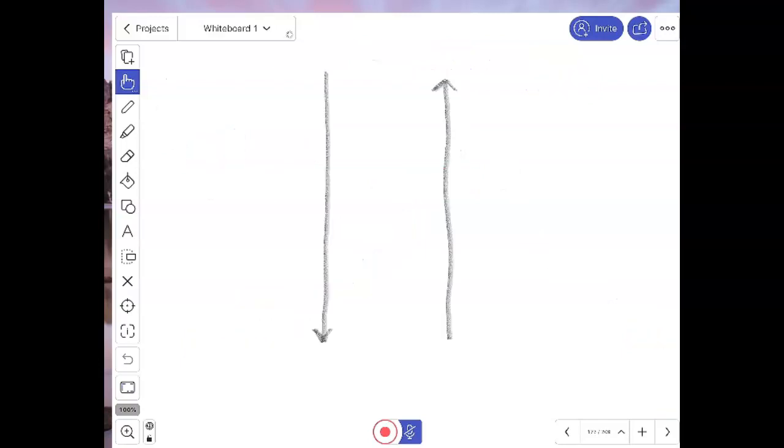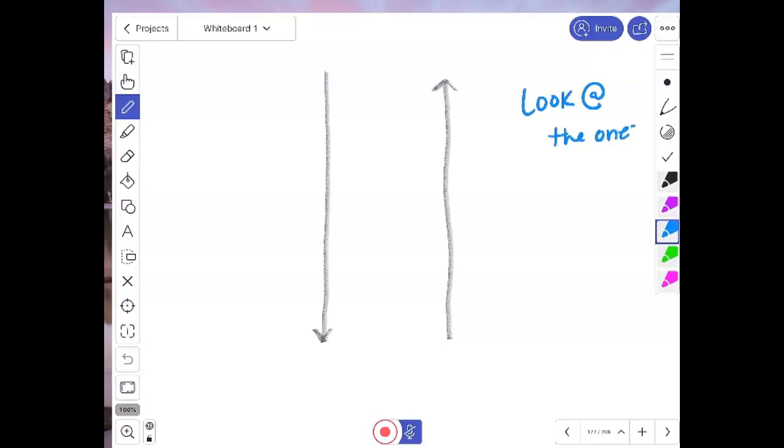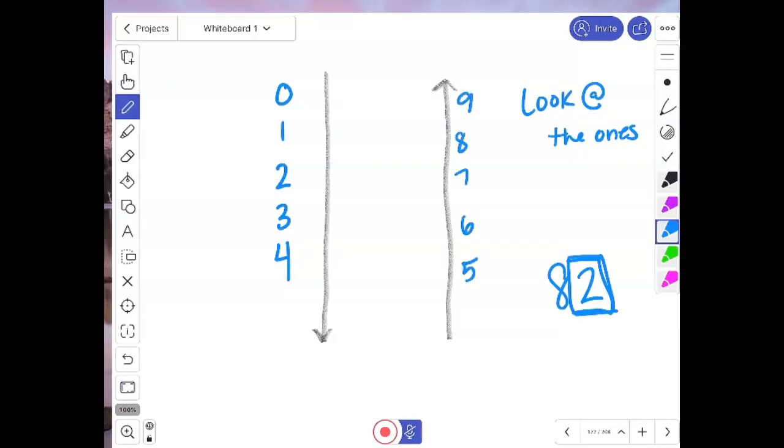So here's what I want to show you. Let's say I'm rounding to the nearest 10. If I'm rounding to the nearest 10, I look at the ones. Okay, so let's say my number is 82. I'm going to look in the ones place. I always round down if I have a 0, a 1, a 2, a 3, or a 4 in the ones place. I always round up if I have a 5, 6, 7, 8, or 9.